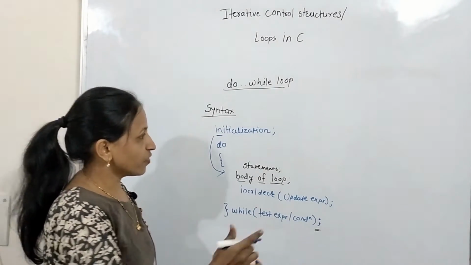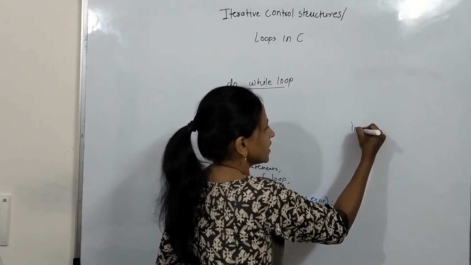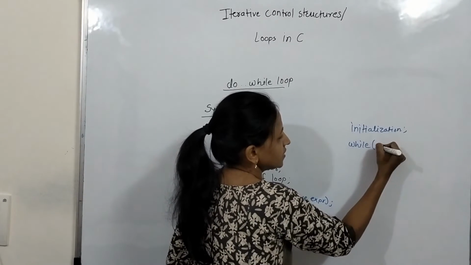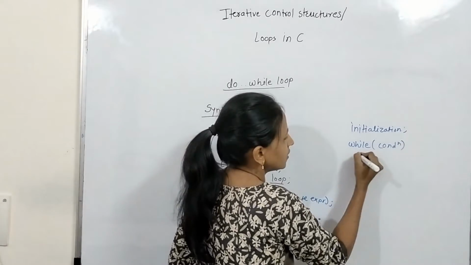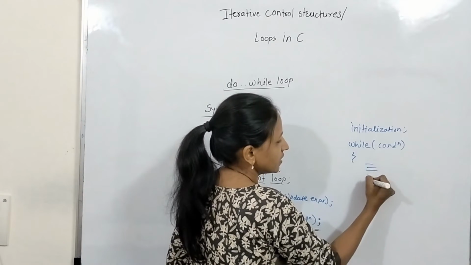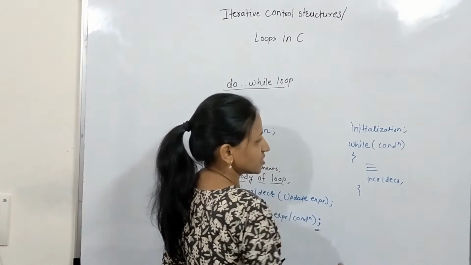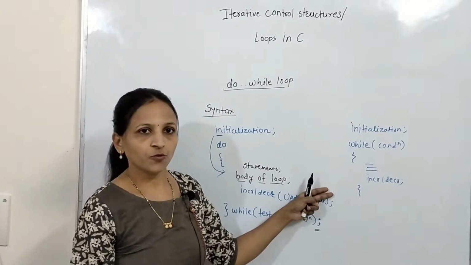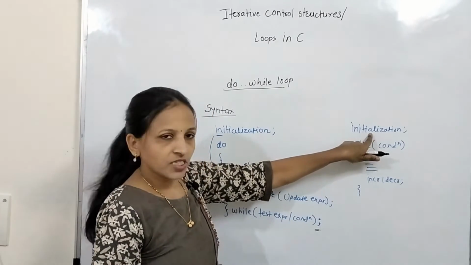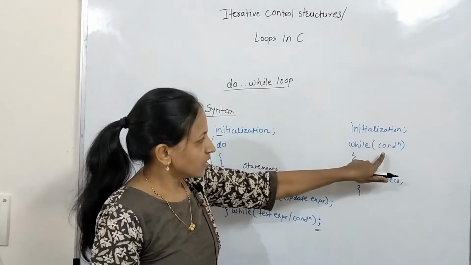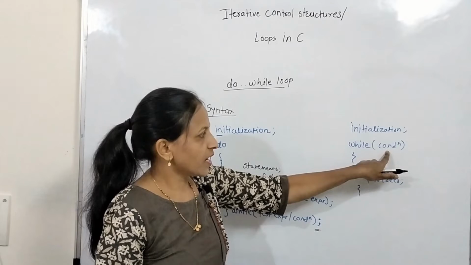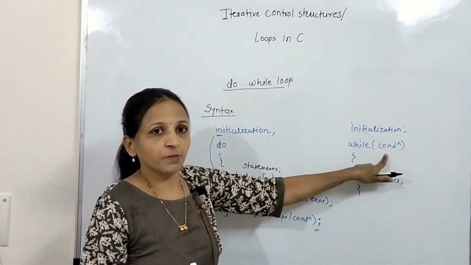In the case of while, what happens after initialization? We write like this: while condition, then statements, and then increment or decrement, that is the update expression. This is the syntax of the while loop. Here first initialization will be done, after that control will come here and first the condition will be checked.